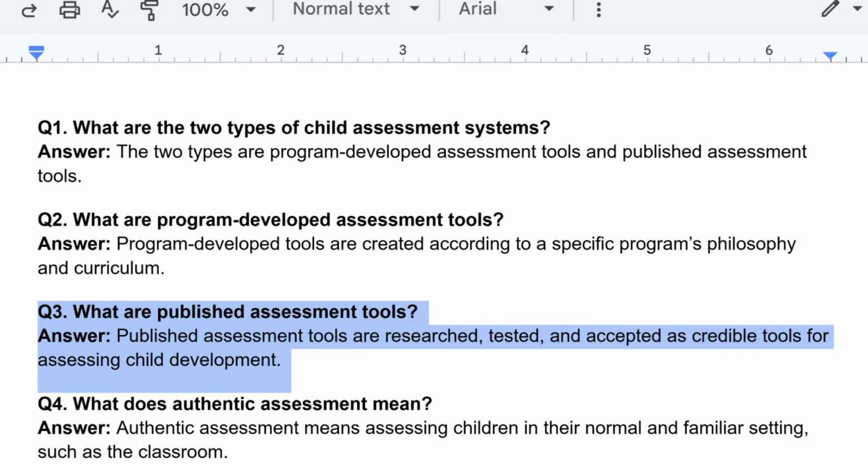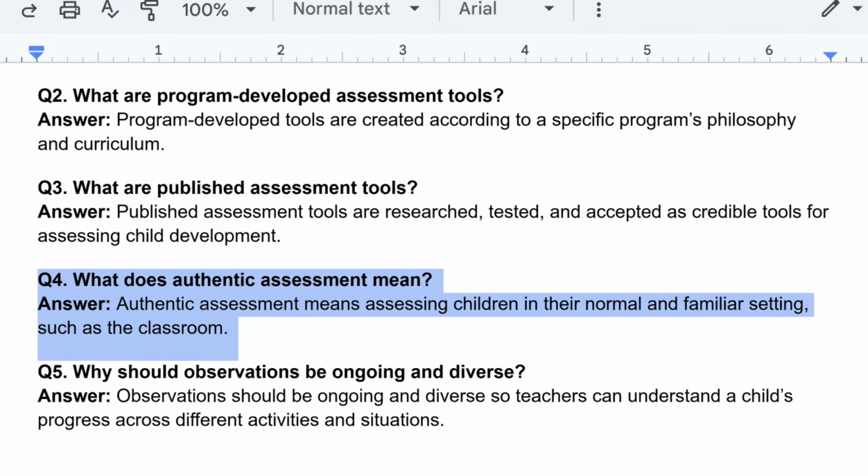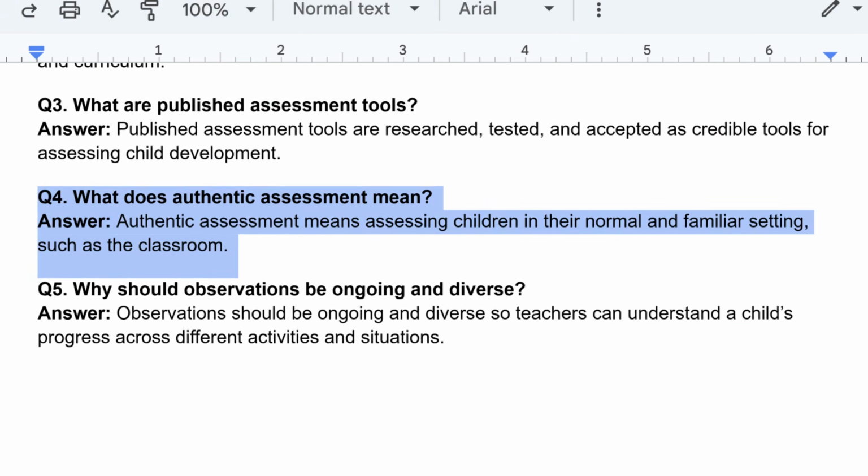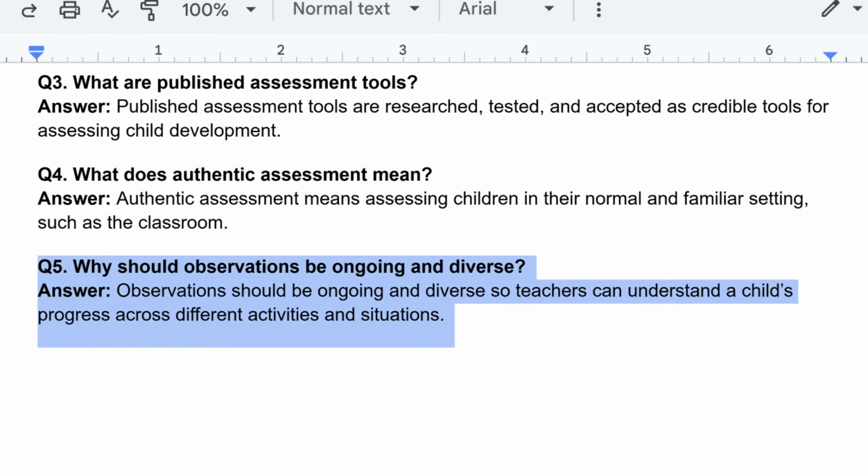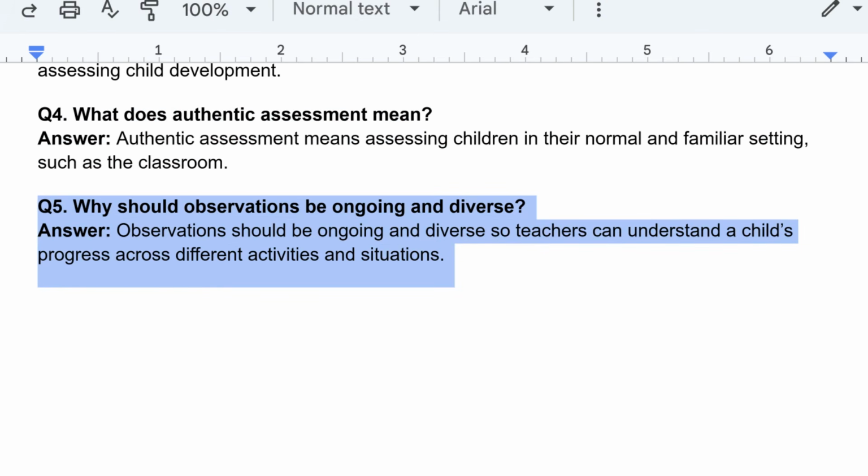What are published assessment tools? Published assessment tools are researched, tested, and accepted as credible tools for assessing child development. What does authentic assessment mean? Authentic assessment means assessing children in their normal and familiar settings such as the classroom.